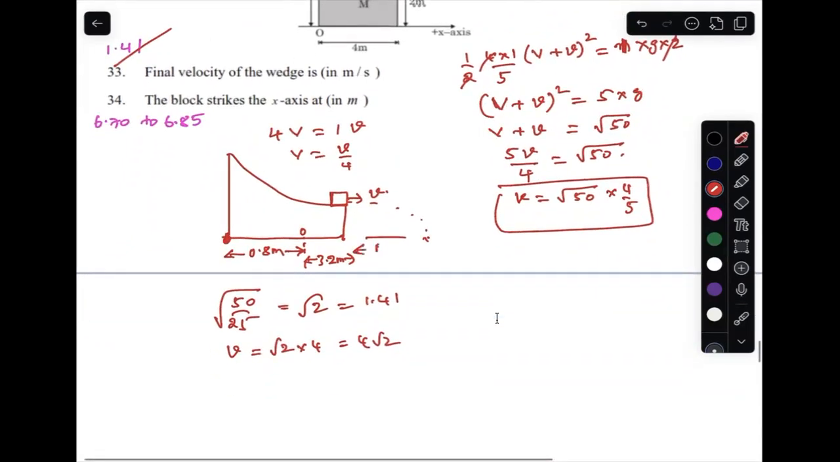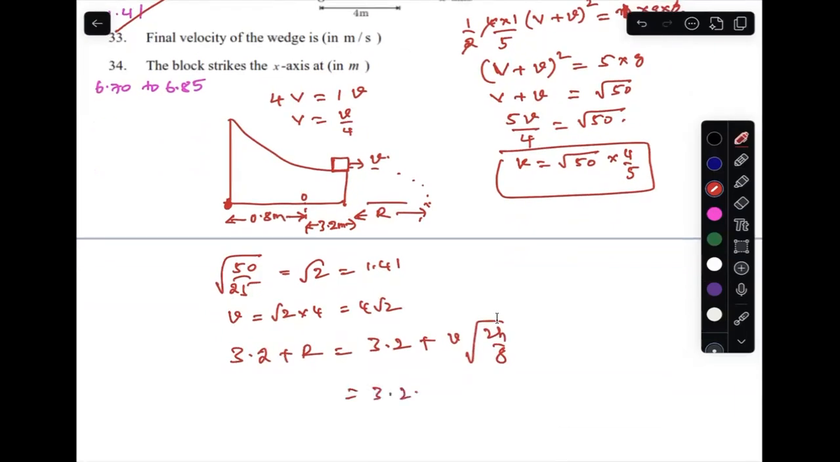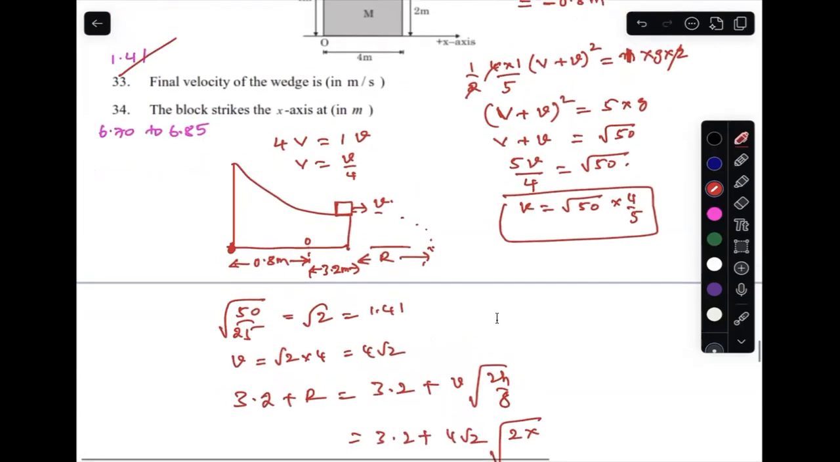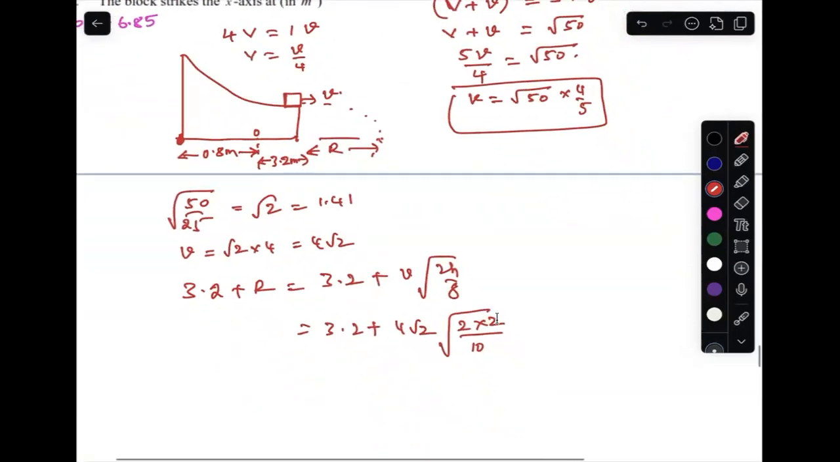From here, I will take the formula as a range. The answer is 3.2 plus range. 3.2 plus range, where the range formula for horizontal is v times root 2h by g. Hold on. 3.2 plus v, 4 root 2, into root 2, into, boss, what is h? 2 by 10. You do whatever you want to solve this.